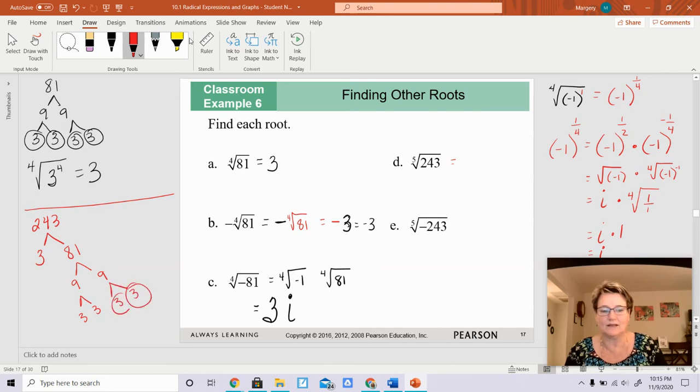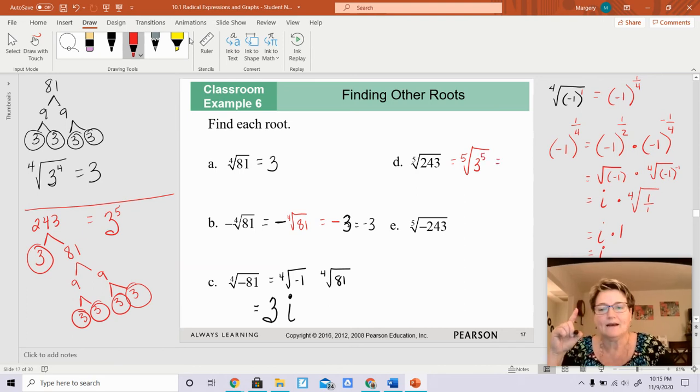So I have 1, 2, 3, 4, and 5. So that means I have 3 to the 5th power. Wow, that was nice. So I end up with the fifth root of 3 to the 5th power. Remember, the fifth root of anything to the 5th power means whatever's being raised to the 5th power comes out. So the answer is going to be 3.